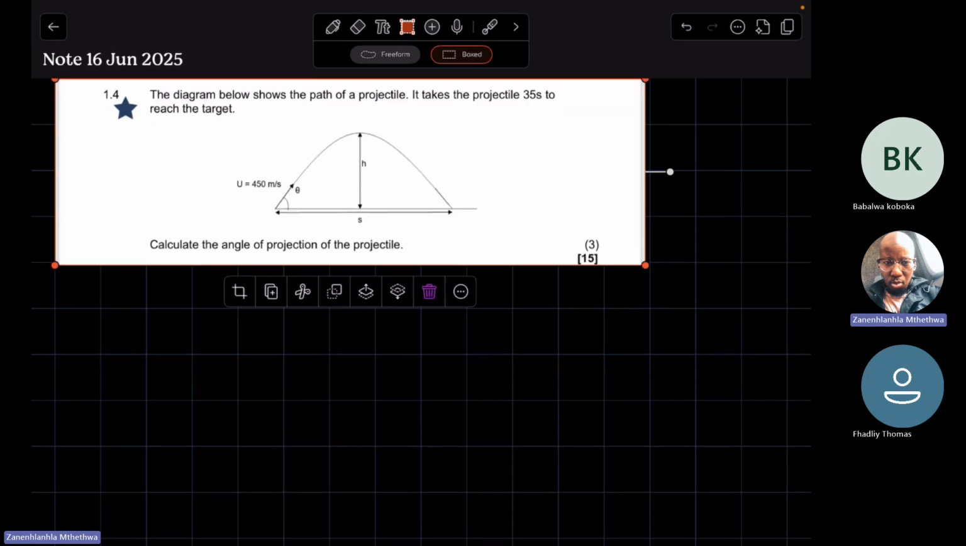You can still see my shared screen, right? Yes, we can. All right.